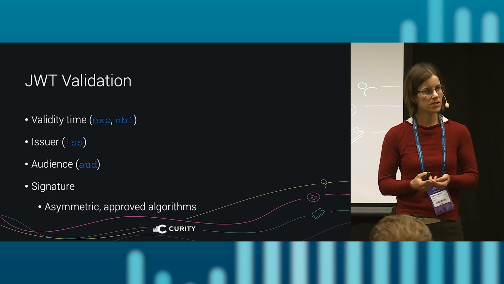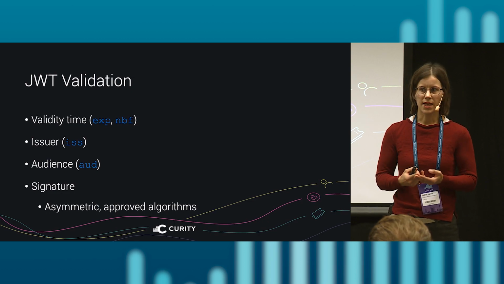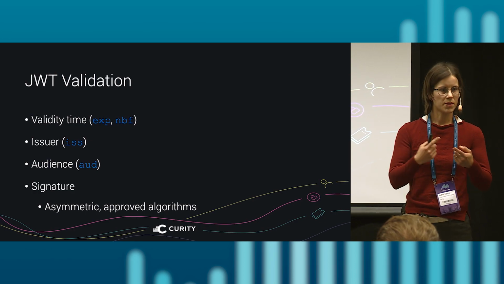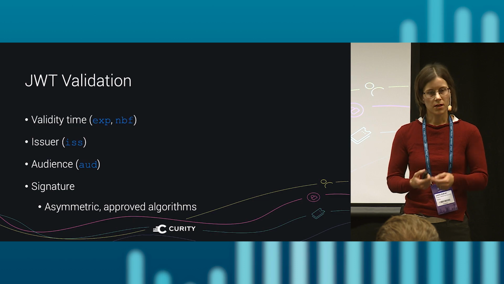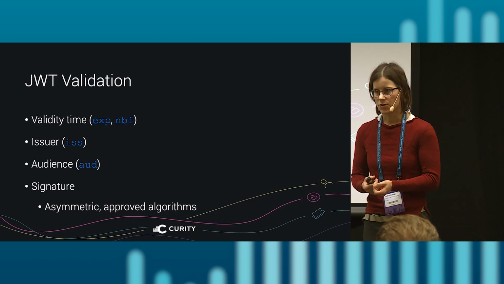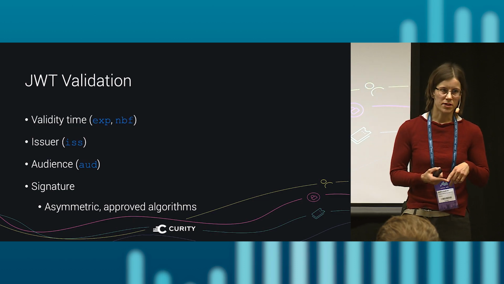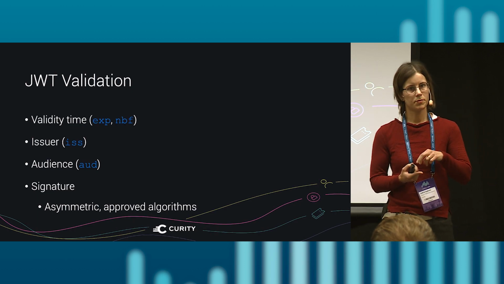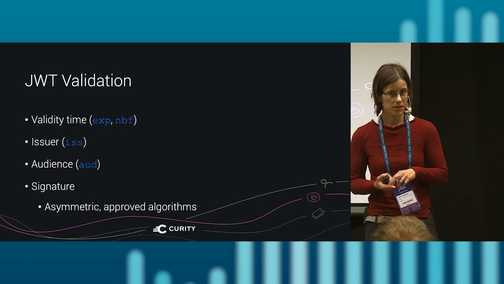Does it come from a trusted issuer? Is it intended for the API? Is the API including the audience? Check the scope, the signature. And when it comes to validating the signature, prefer asymmetric algorithms and have a list of predefined approved algorithms.